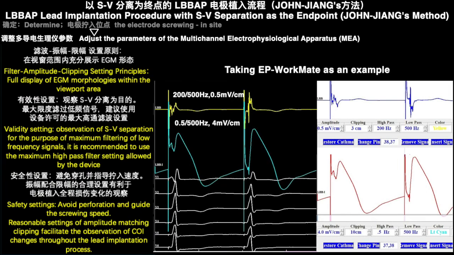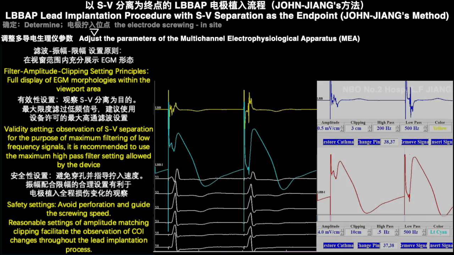Adjust the parameters of MEA. Filter amplitude clipping setting. Principles: full display of EGM morphologies within the viewport area. Validity setting: observation of SV separation, for the purpose of maximum filtering of low-frequency signals, as allowed by the device. Safety settings: avoid perforation and guide the screwing speed. Reasonable settings of amplitude and matching clipping facilitate the observation of injury changes throughout the lead implantation process.